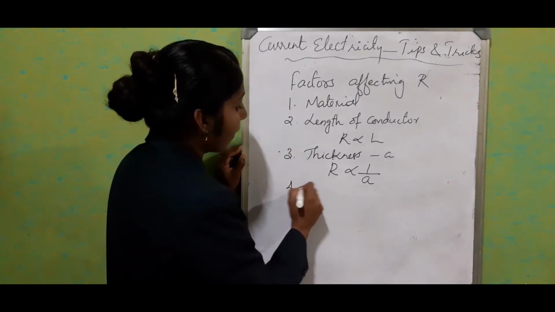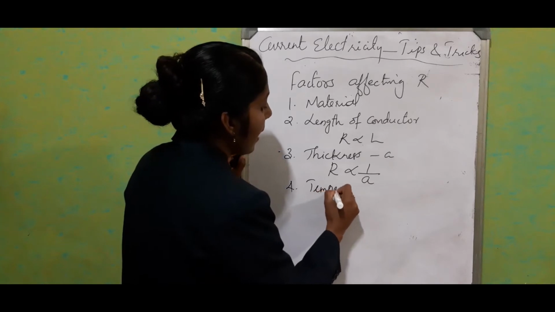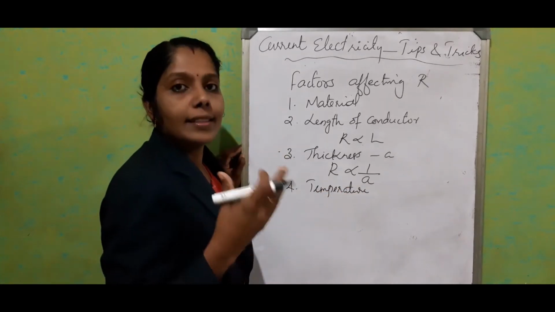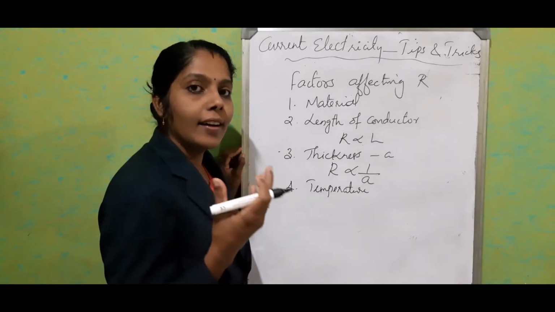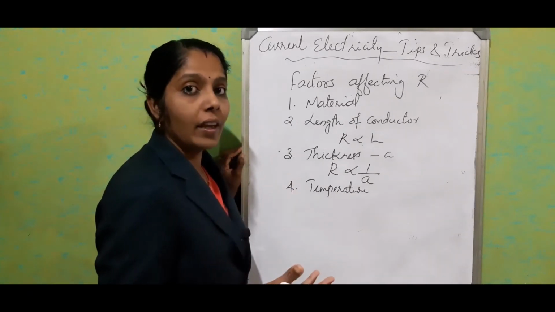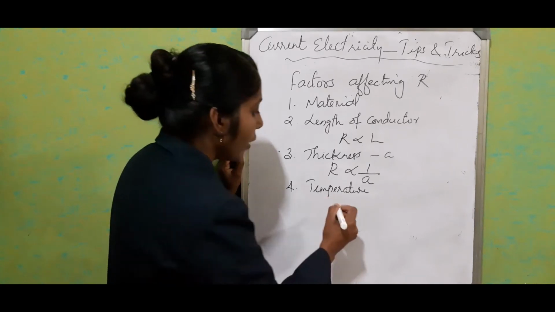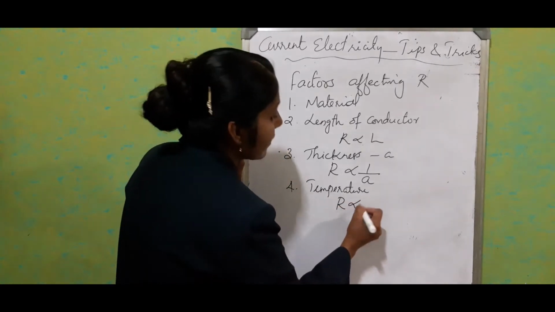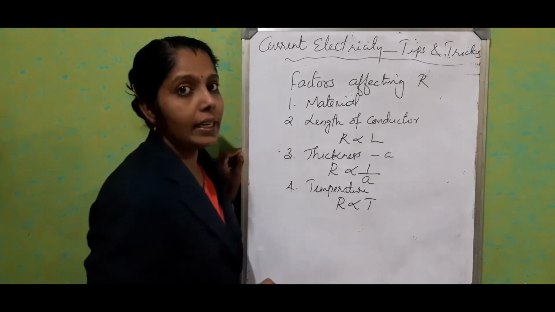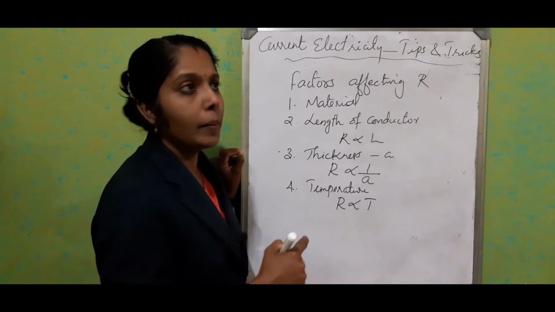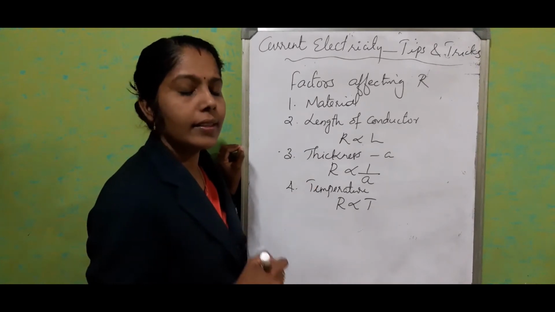And the fourth factor is temperature. What happens when the temperature increases? As the temperature increases, the electrons start moving vigorously, so it gives more chance for collision. Or we can write it as resistance is directly proportional to the temperature. Okay, so these are the main factors you have to remember in the case of resistance.